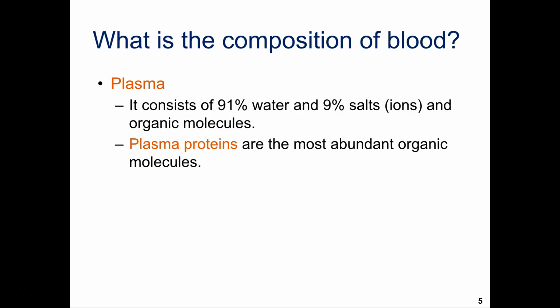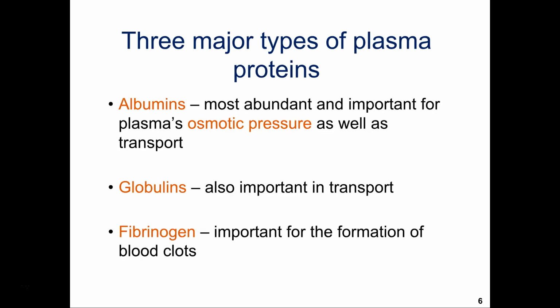There are also plasma proteins, which are the most abundant organic molecules in your body. So there are three major types of plasma proteins: the albumins, which are important for maintaining osmotic pressure. Osmotic pressure is important for making sure that everything doesn't go rushing out of your blood, or alternatively, a bunch of water doesn't come rushing into your blood. And your albumins are helping you to do that.